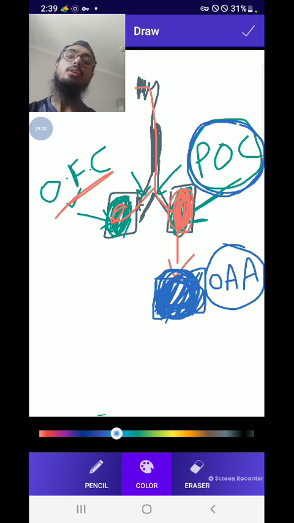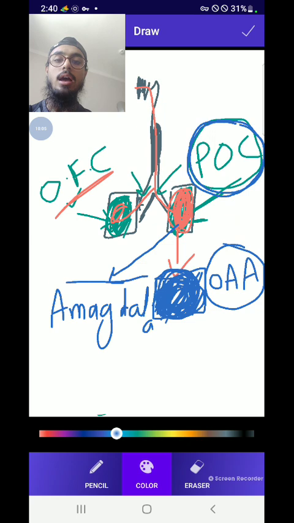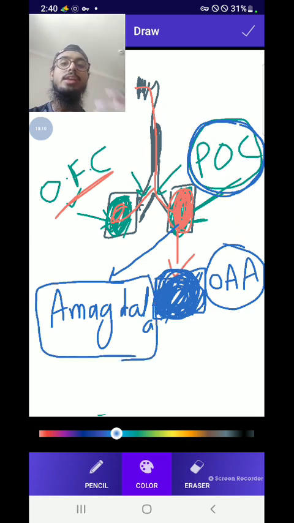Now the olfactory association cortex knows all the information related to smell. Also this information of the smell goes towards another structure present in the brain, which is the amygdala. Okay, and it controls how you react to the smell.